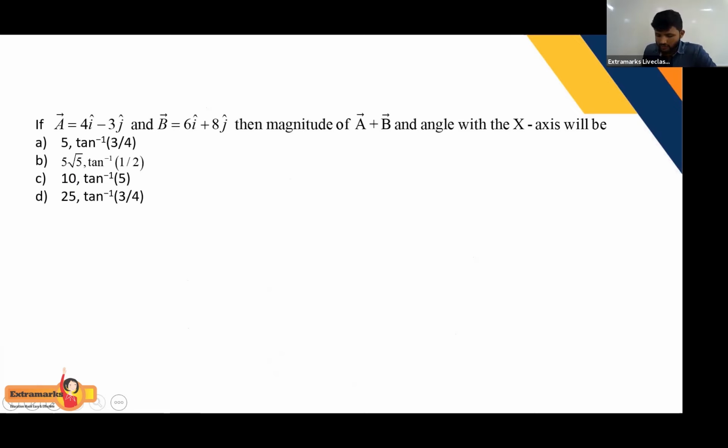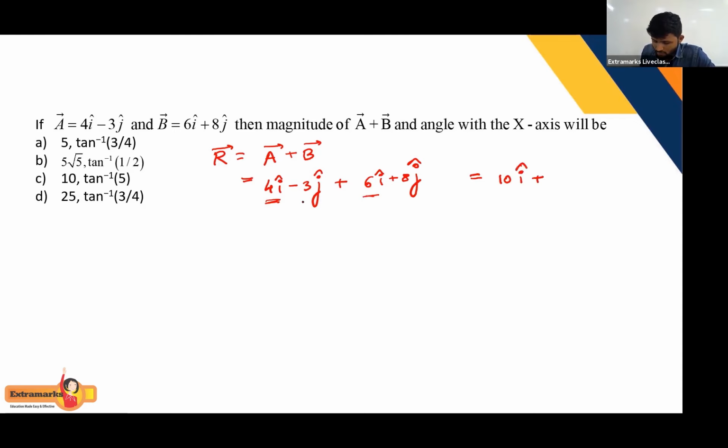First of all, I want to find the resultant in vector format only. So resultant is nothing, it is A vector plus B vector. So I can write this A vector to be 4i cap minus 3j cap, and B vector can be written as 6i cap plus 8j cap. Now if you add these two quantities, you know that you have to add i components, that is 10i cap, and you have to add j components, that is 5j cap. 8 minus 3 is 5, right?